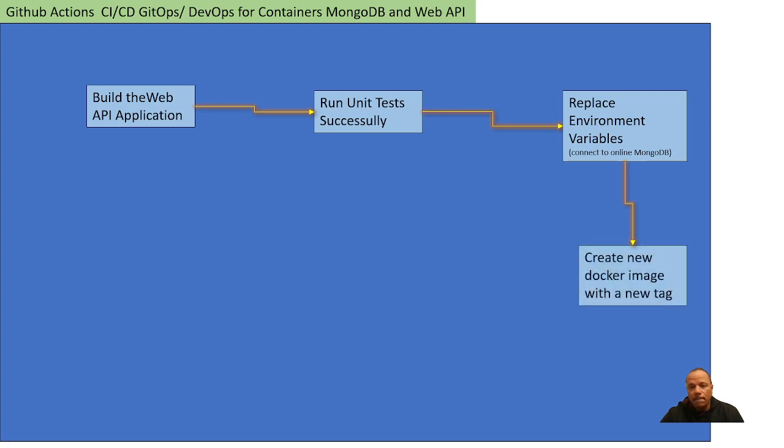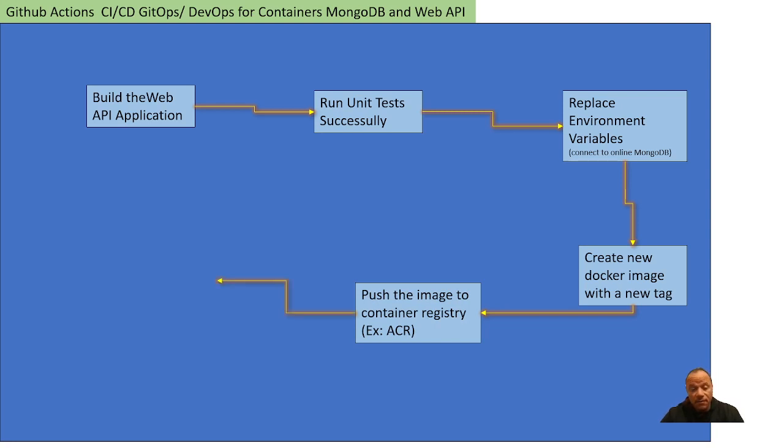And after this, it creates a Docker image with a new version and pushes this Docker image to container registry. In this case, it's Azure Container Registry. And after this, it deploys the web application image to a container instance. In this case, it's Azure.